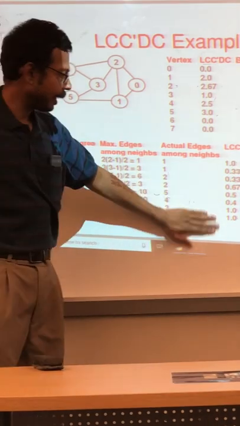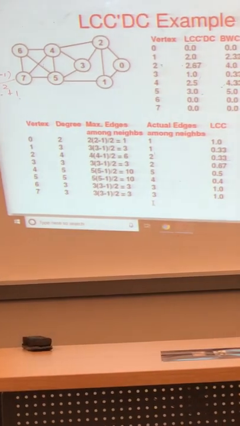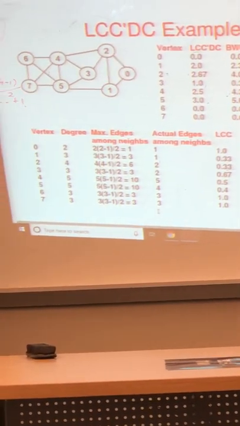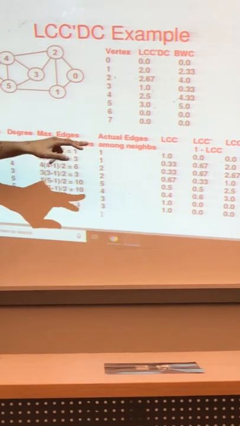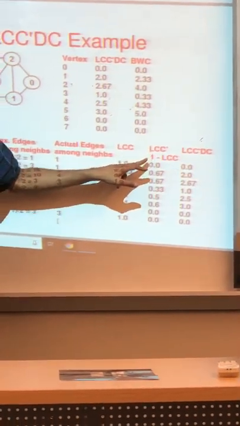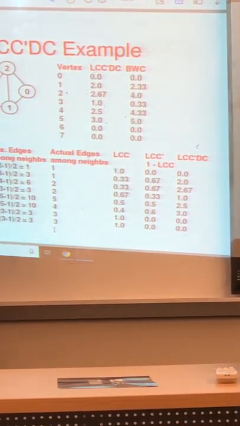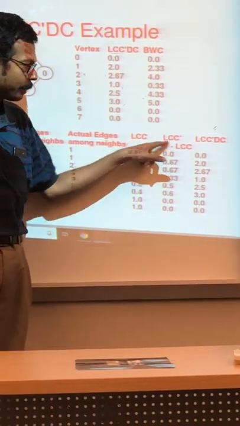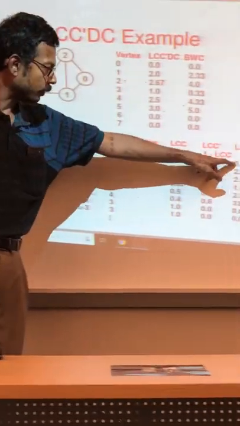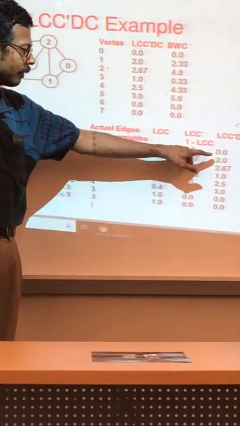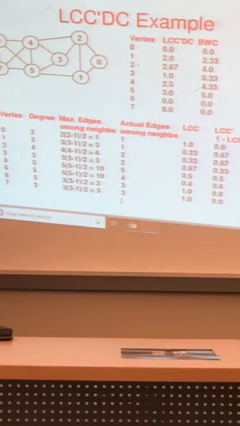So to find the LCC prime DC, you all know how to get the LCC values, right? Look at the number of edges, neighbors, connections and degrees. The actual number of links divided by the maximum number of links possible. Okay? So that's the ratio. Then compute 1 minus LCC. So 1 minus 1 is 0, 1 minus 0.33 is 0.67 and so on. Then multiply the LCC prime with the degree. So you already got the degree of the vertices. So 2 times 0 is 0. Then 3 times 0.67 is 2.0. Then 4 times 0.67 is 2.69 and so on. So that's LCC prime DC.